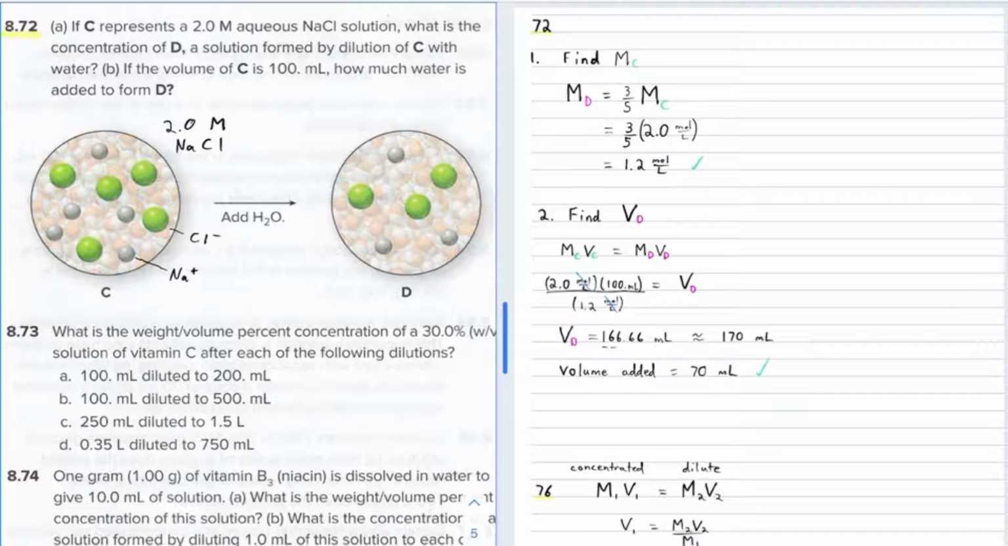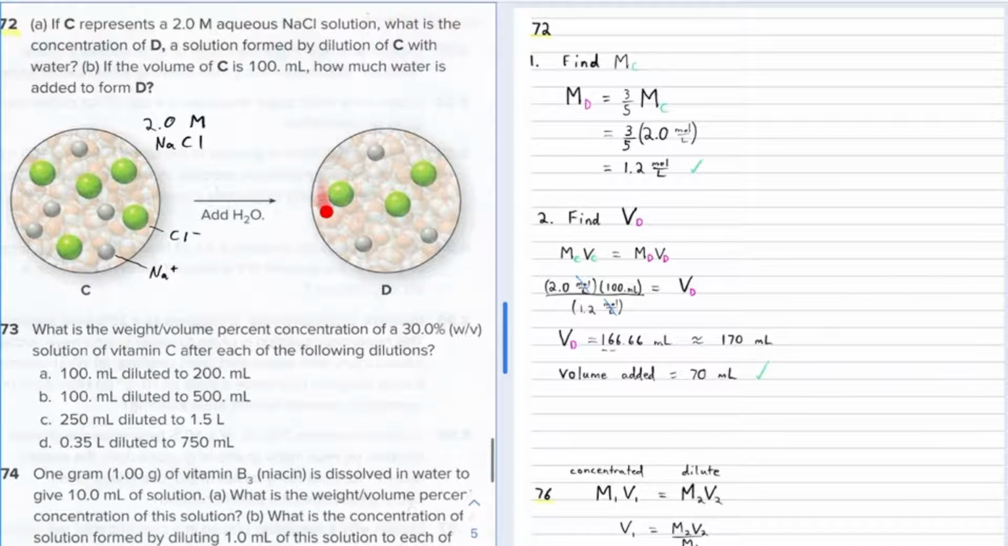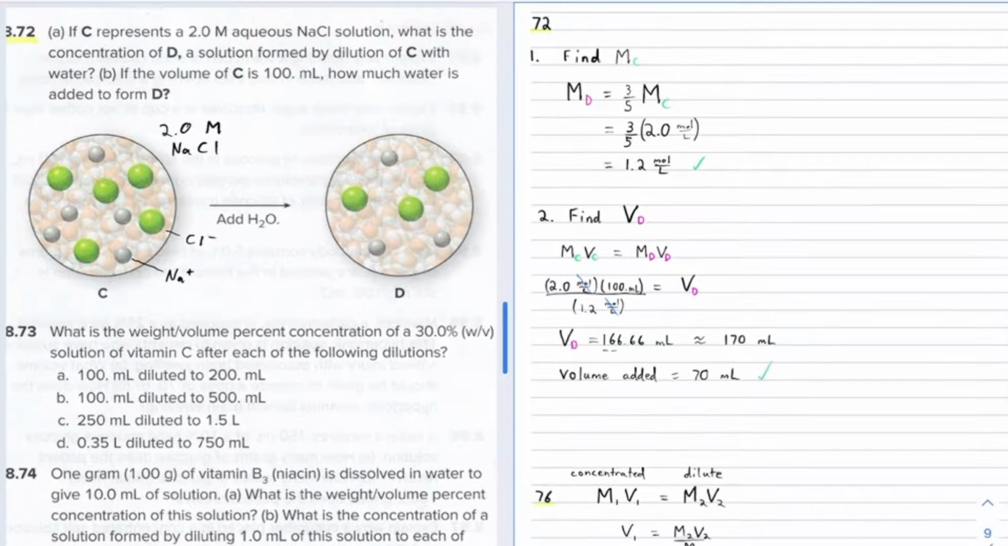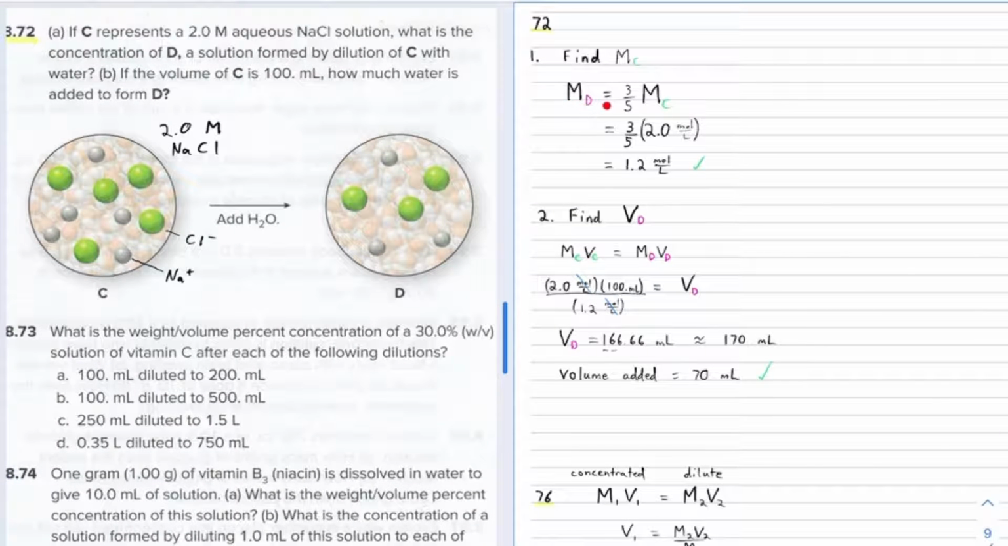So you can write a little equation. You're looking for the molarity of the more dilute solution, and just by counting the ions in the pictures, we can say that the molarity of D is going to be 3/5 of the molarity of C, because I count 3 over here and then 5 over there. So the molarity of D is 3/5 of the molarity of C, and we already know the molarity of C. We can plug that in. So 3/5 times 2 molarity, and that comes out to 1.2 moles per liter.